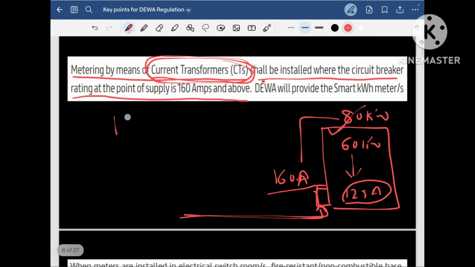For any breaker rating greater than or equal to 160 ampere, the kWh meter will be CT type, and if it is less than 160 ampere, then we can connect the cable directly to the meter without any CT arrangement. Hope you are very clear with this point.